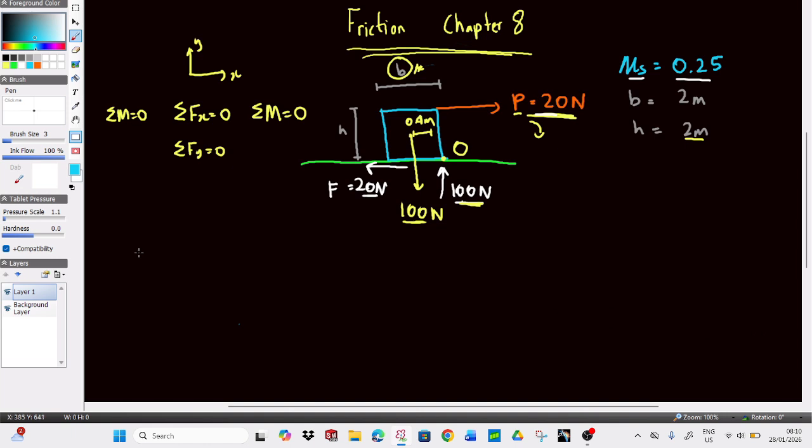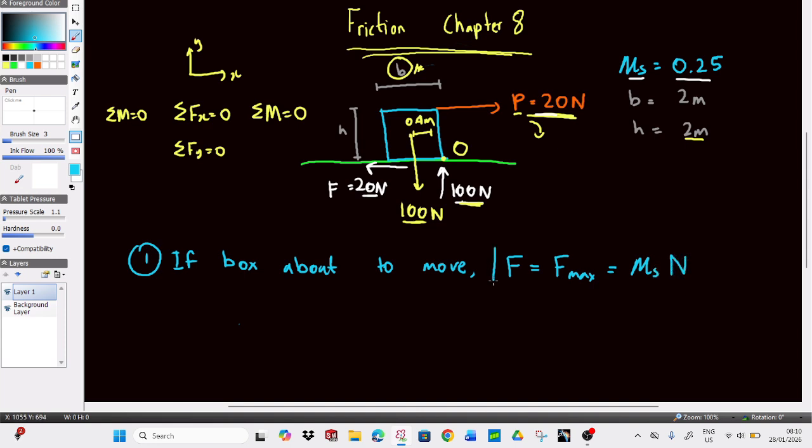Okay, so for the first assumption, if the box is about to move, that means your frictional force must be equivalent to F max, okay, which is basically μs times your normal force. This is the main criteria it has to achieve, okay?